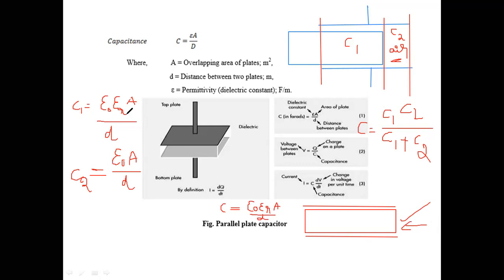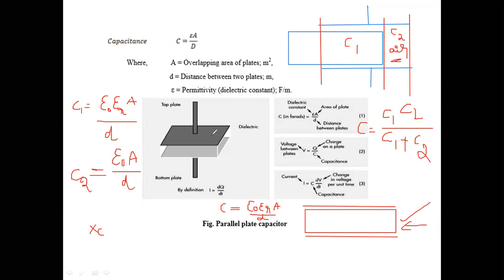C1 C2 by C1 plus C2. So capacitance C is varied. But if capacitance C is varied, then what will happen? It becomes unbalanced. Xc varies such that the bridge becomes unbalanced, and I will get an output. That output is proportional to the input which I have given.